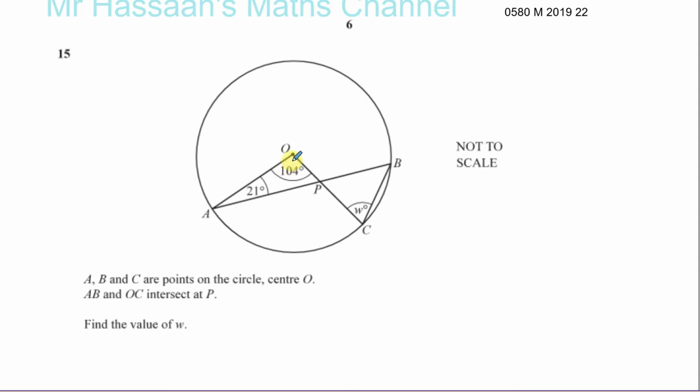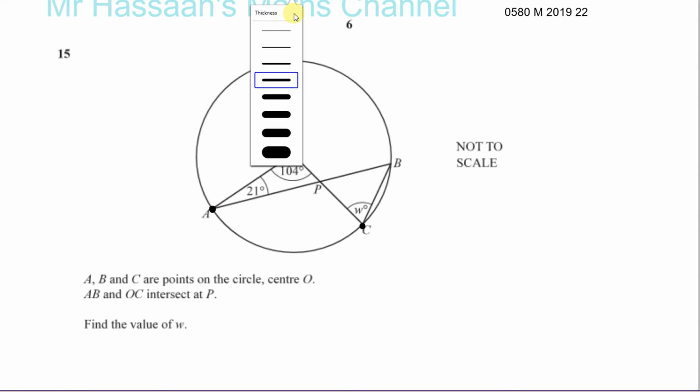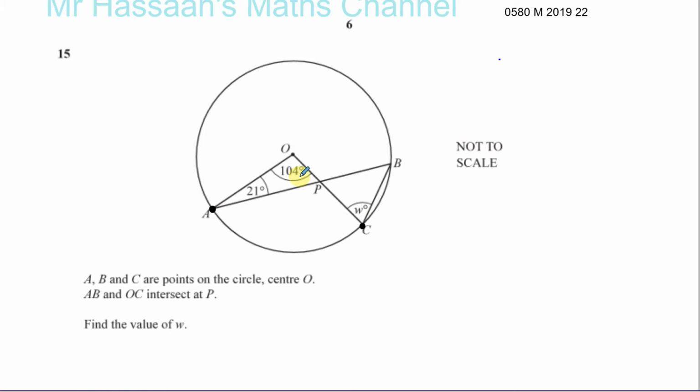But what we can say is the angle AOC stands on AC, as does the angle ABC. That also stands on the arc AC. However, ABC is formed on the circumference, and AOC is formed at the center. The angle at the center is always twice the angle at the circumference. So this angle here must be 52. So I'll write it over here, 52 degrees.